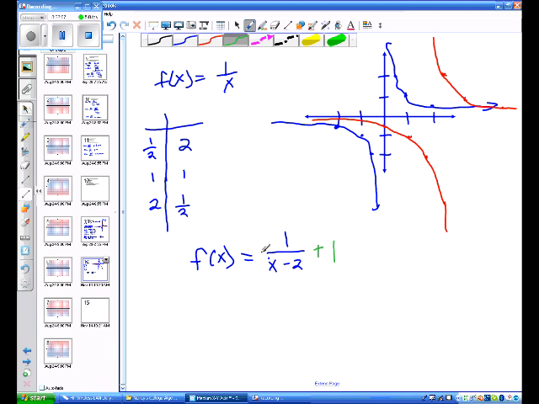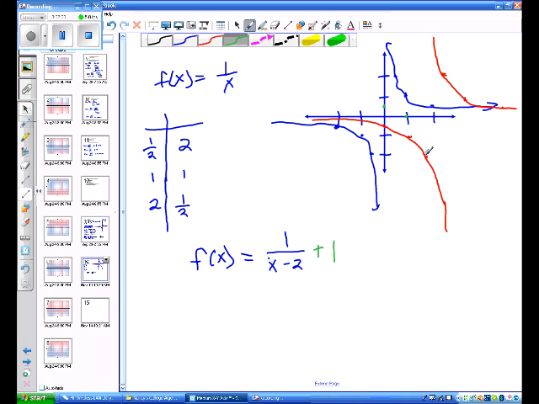Now see, this is outside of our parent function. So this affects the y value, so that means that after we shifted it, then we would go up 1. So we took this point, we shifted it, and now we would go up 1 unit. So that would change our horizontal asymptote. It would now be at 1.